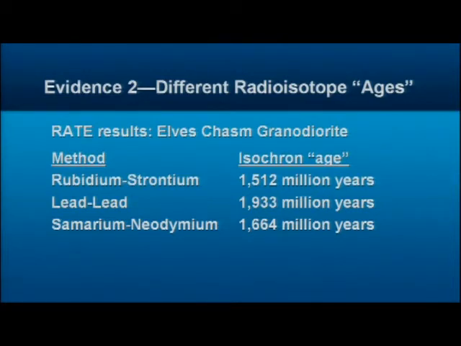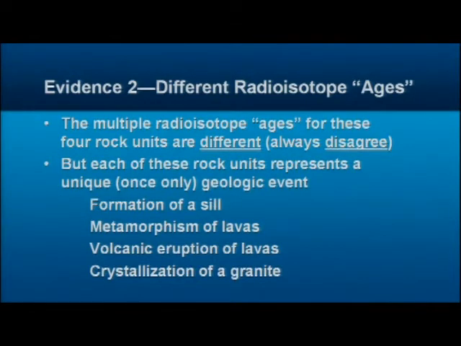Now, there were some interesting patterns. We need to understand that these multiple radioisotopes from these 4 rock units always disagreed, always. And yet each of these rock units represents a single unique geologic event: the formation of this sill, or the metamorphosis of those lavas, the eruption of volcanic lavas, or the crystallization of a granite. A unique one-time geologic event. So it should have had the same age with these clocks, but they weren't the same.